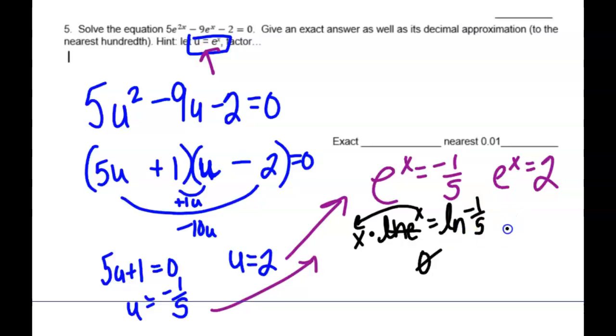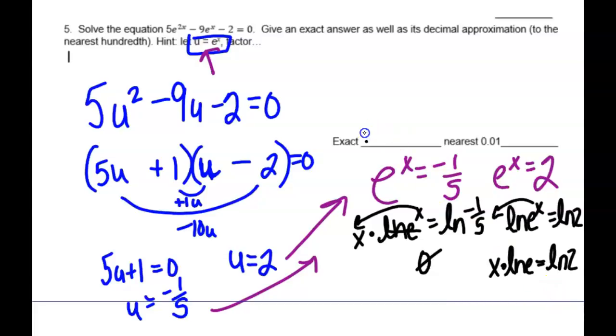Okay, over here, when you do natural log of e to the x equals the natural log of 2, this guy moves out front. Now, before you typed it in your calculator, it was exactly the natural log of 2. After you typed it in, it is, anybody have it yet? Okay.